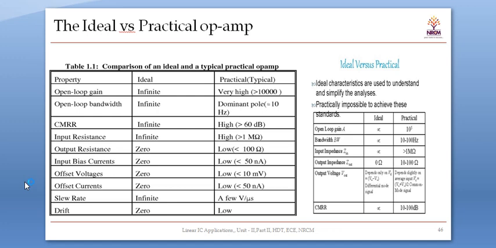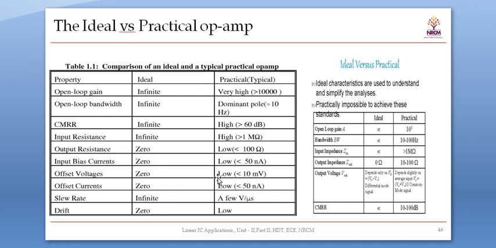Practically the bandwidth is 4 megahertz, or various ICs also provide more than 4 megahertz. So 1 megahertz to 4 megahertz is the practical bandwidth of the op amp. Ideally it should be infinite. The CMRR value is infinite, and the practical value is approximately 90 dB for the 741 IC.